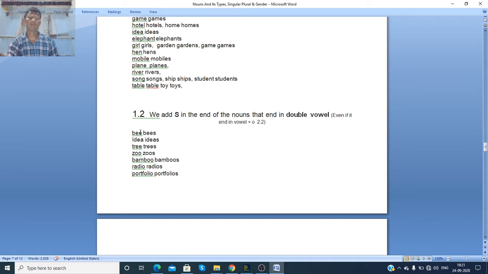Bee, double vowel, will become bees. Idea: e is a vowel and a is a vowel, both are vowels, so it will become ideas. Tree, t r double e, will become trees. Zoo, z double o, will become zoos. Bamboo will become bamboos. Radio, r a d i o, both are vowels, so it will become radios. Portfolio, p o r t f o l i o, will become portfolios.